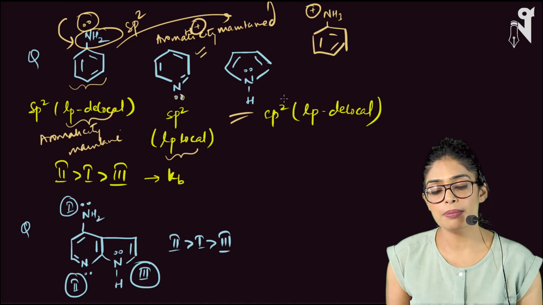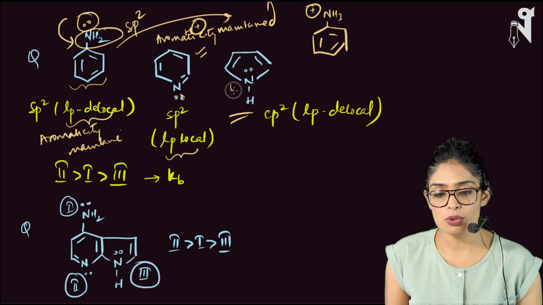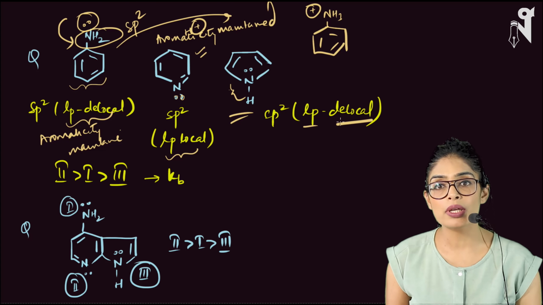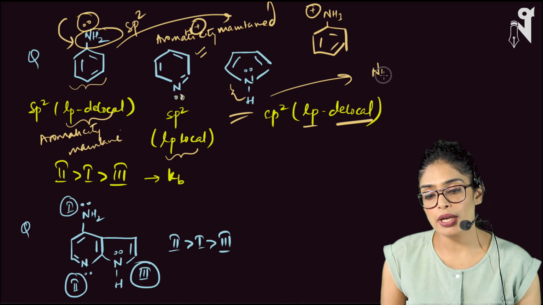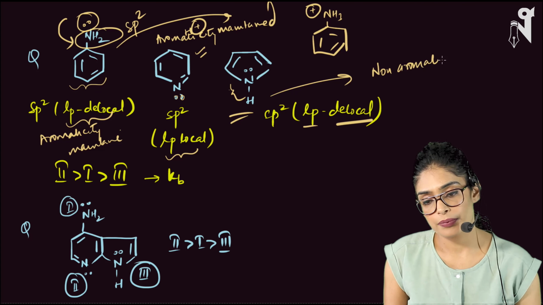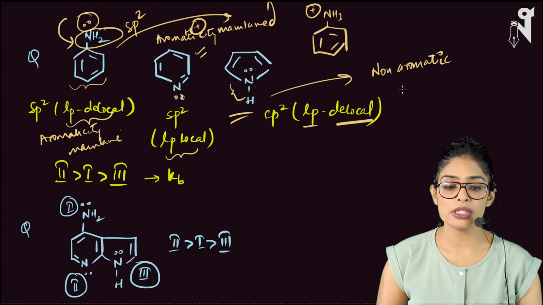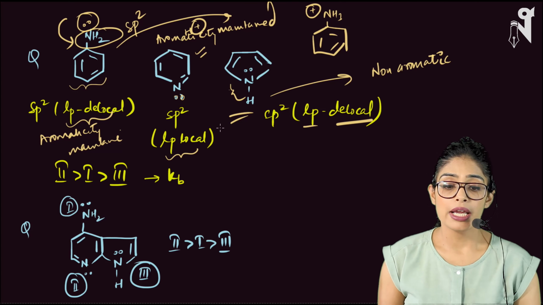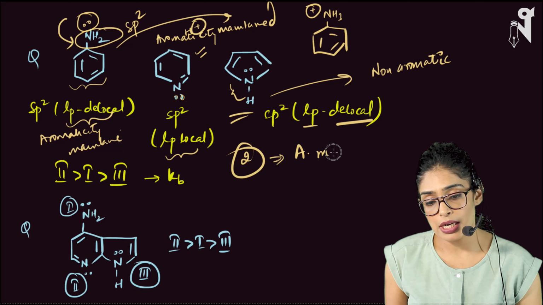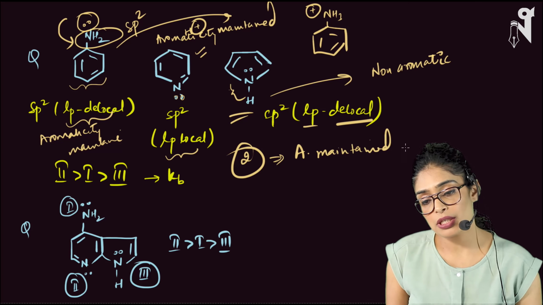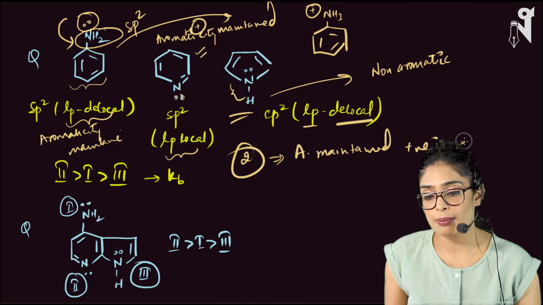Whereas if I talk about this compound, here this nitrogen is sp2 hybridized and the lone pair is delocalized. So what will happen after it accepts the H plus? It will become a non-aromatic compound. Correct? Now if I have to arrange them in the basic strength order, how does it look? In the case of the second compound, what will happen? Aromaticity is maintained and the plus charge is resonance stabilized.